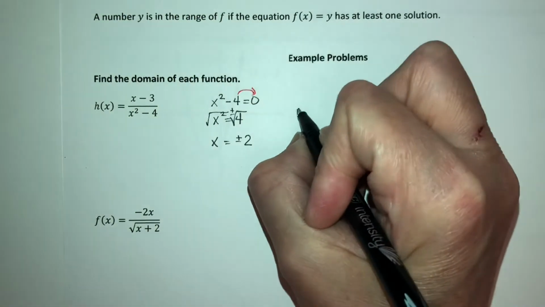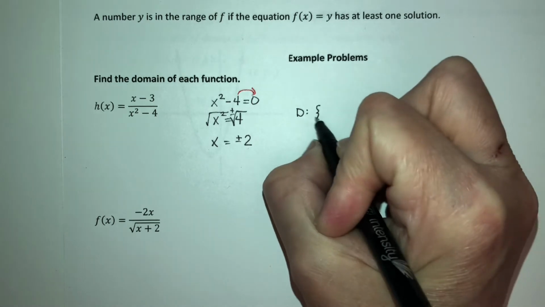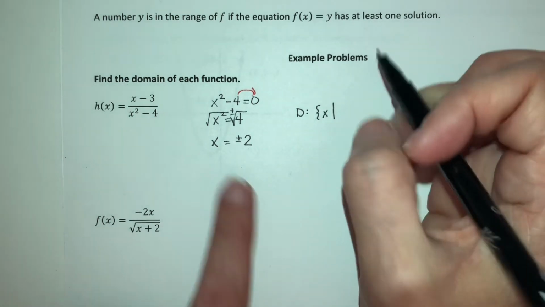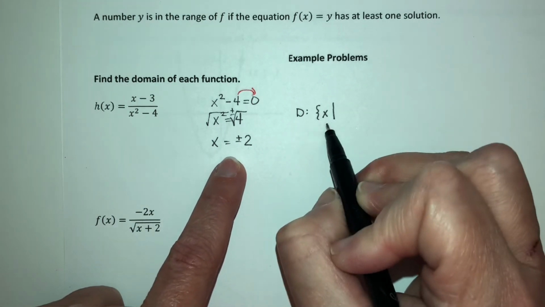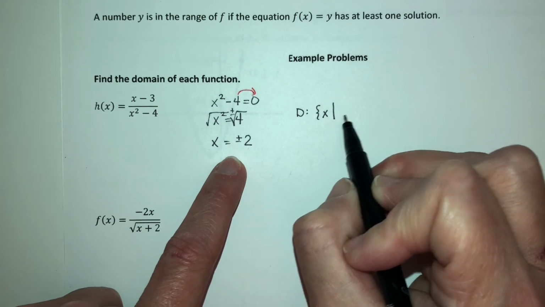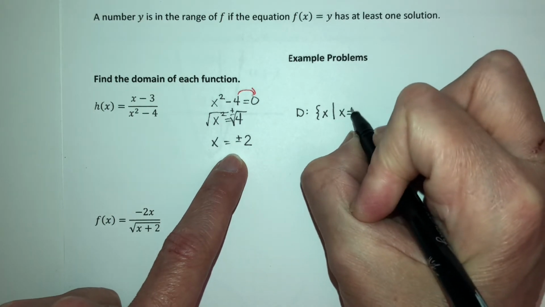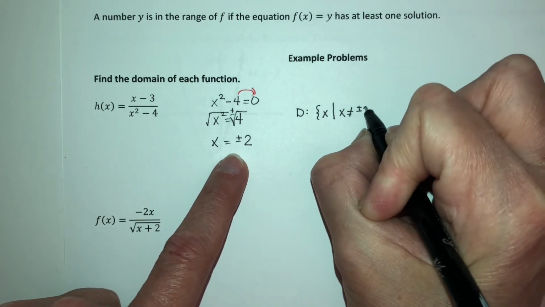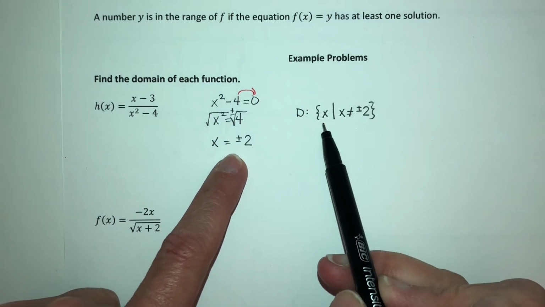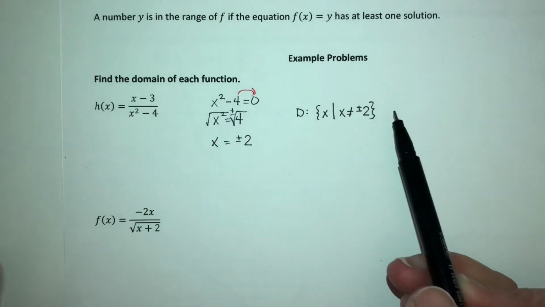So my domain, written in set builder notation, is the set of all x values such that, okay, this is the beginning of set builder notation. Set of all x values such that, and then over here we put our restrictions. x cannot equal plus or minus 2. This says x can be anything as long as x is not plus or minus 2. That's set builder notation.